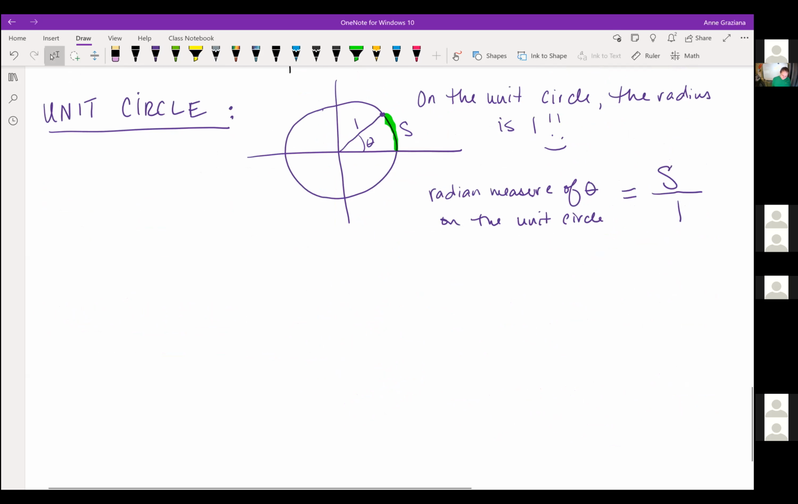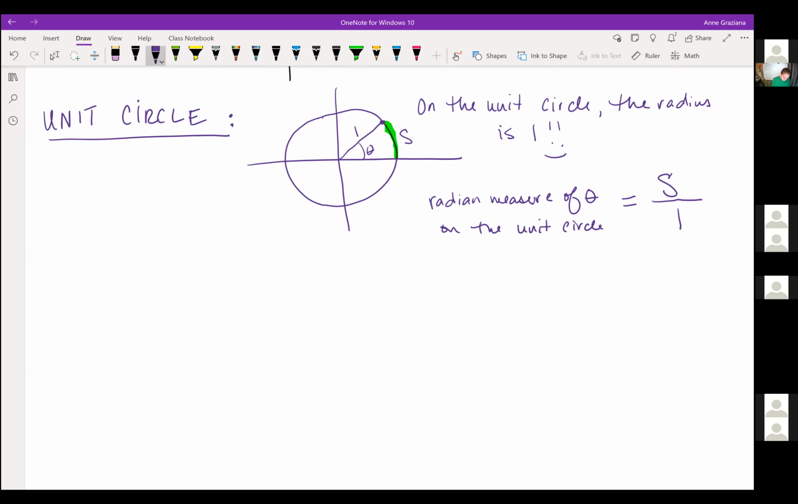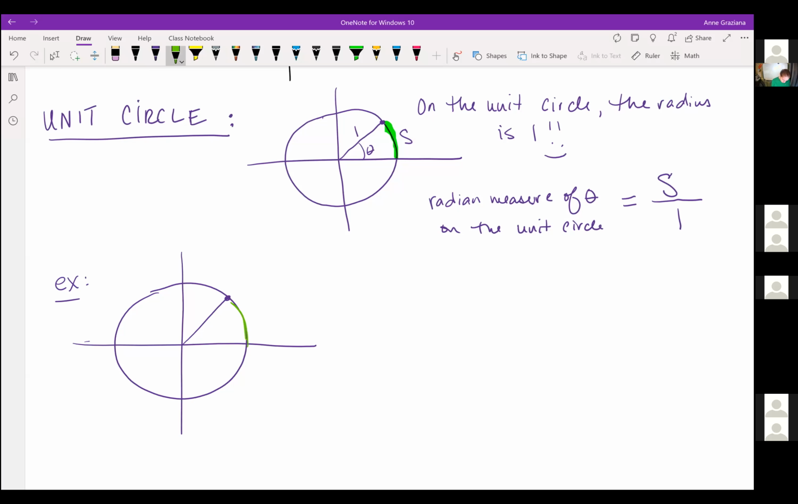So, a couple other things to know. For example, just to really drive this home, if I go on this circle 1 mile, okay, that means that this angle here, theta, equals 1 radian. Okay.